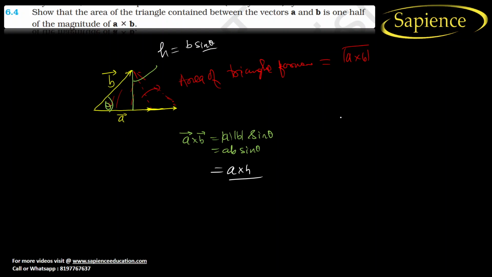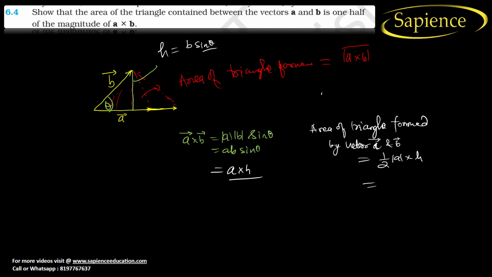Now we need to find the area of the triangle. So what is the area of the triangle formed by these two vectors a and b? It is equal to half into base into height h. So what is the value of h? Half into base into height.